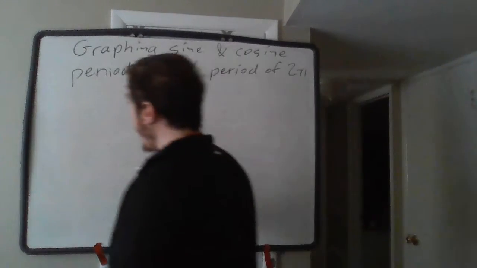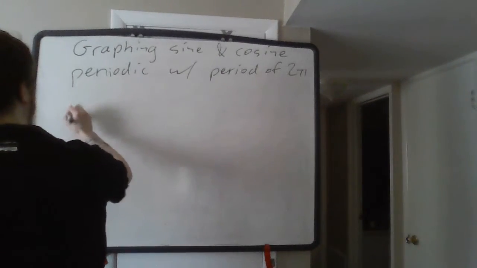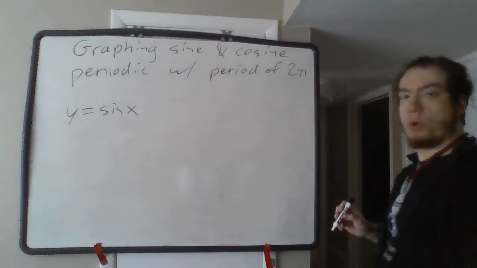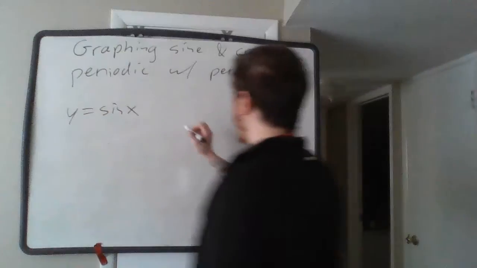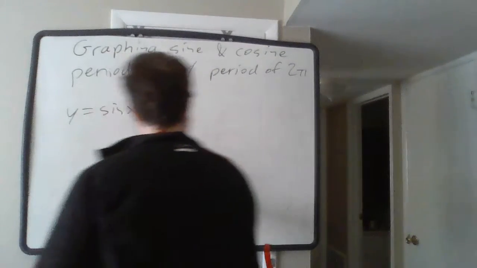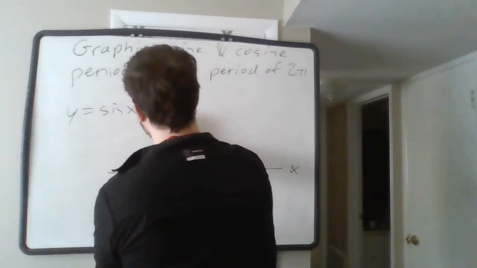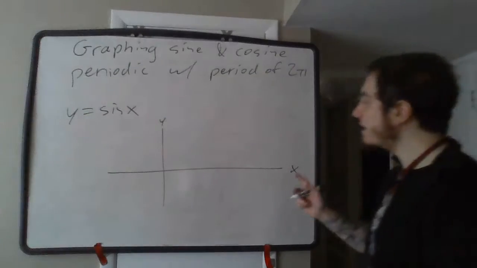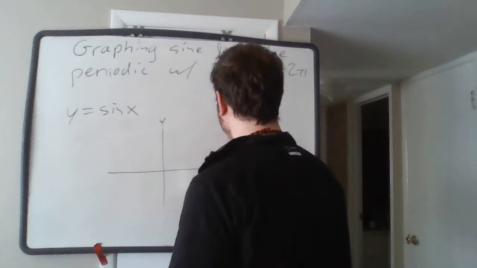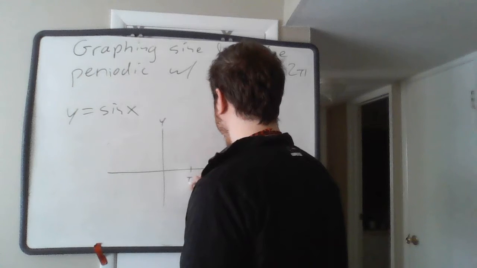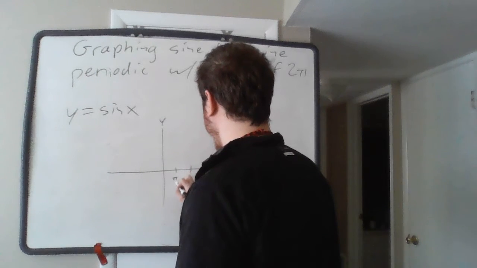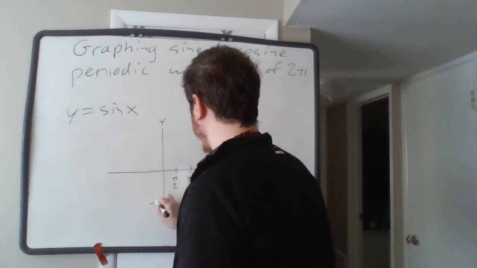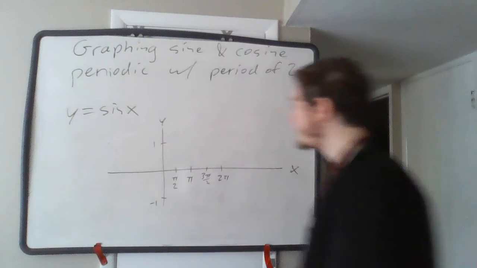Now, when we graph something, let's start off with sine x. If I were to graph y equals sine x, we've seen what this looks like before by thinking about the unit circle. So if I have my axes here, and let's say that here I have 2 pi, here's pi, pi over 2, 3 pi over 2, let's put -1 down here and 1 up here.